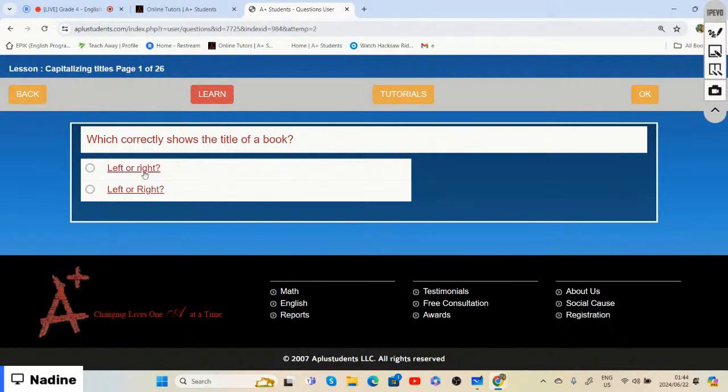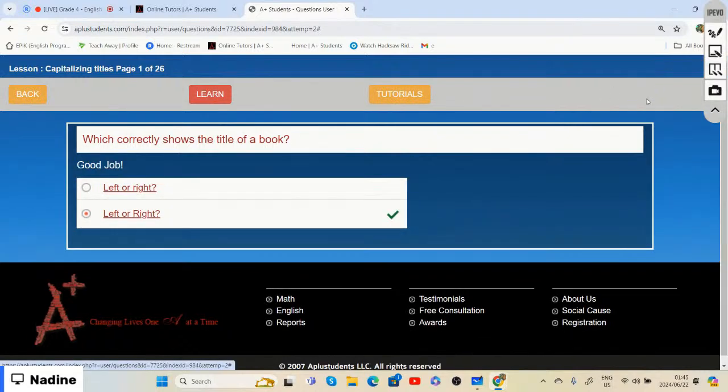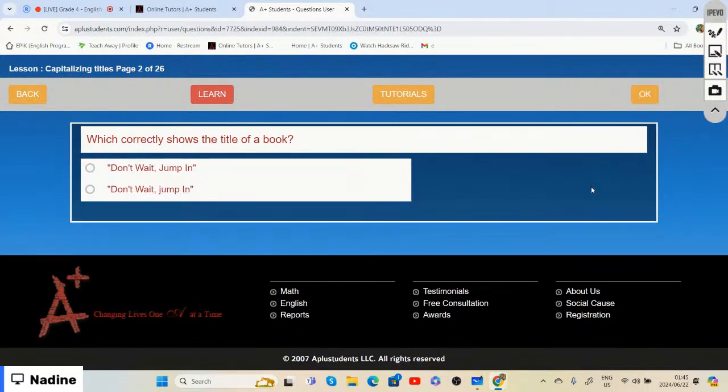All right, and if we were to show the correct title, remember we said the first word, the last word, and every important word in between needs to be capitalized, which means that we will choose option two because the first word and the last word are capitalized. So well done. Great job.